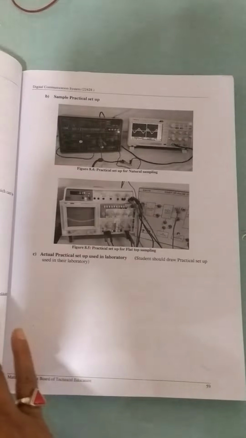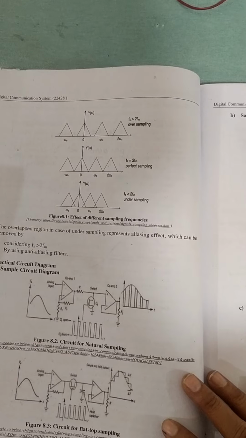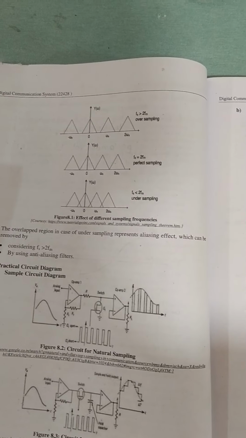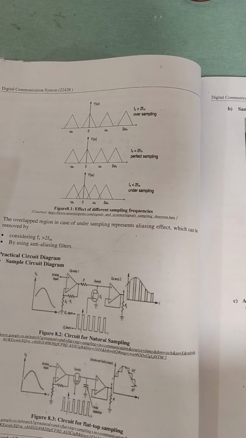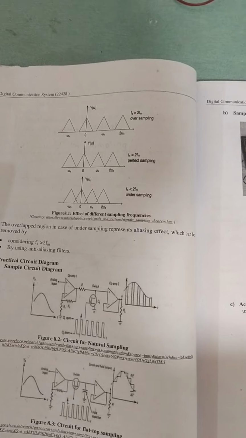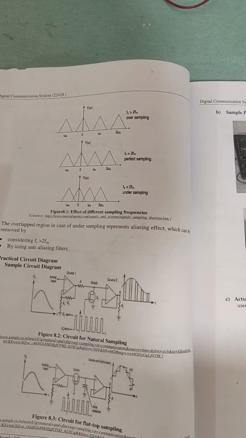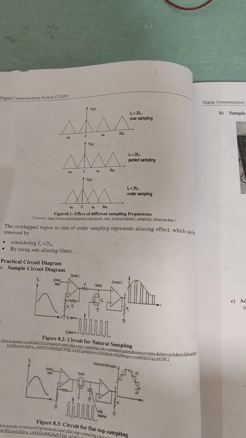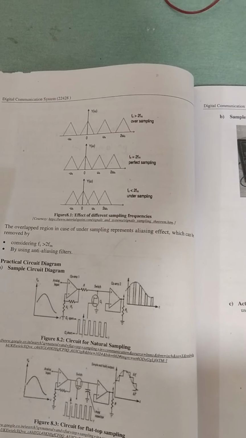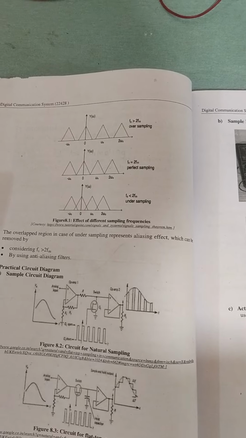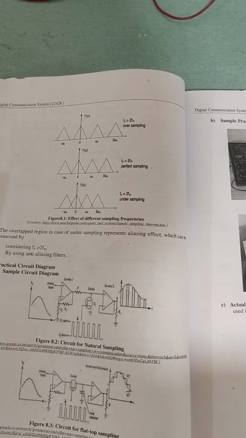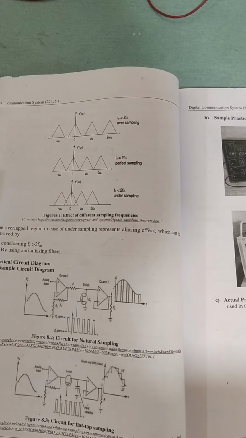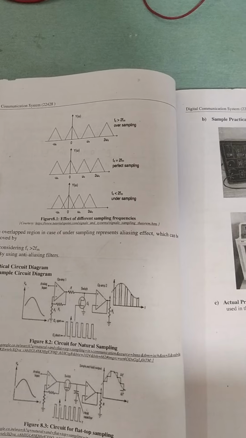Now we will see the 3 cases, in which we can check the effect of different sampling frequency. If sampling frequency is greater than twice fm, then there is no overlapping of adjacent spectrum, so it is called oversampling. When sampling frequency fs is equal to twice fm, then perfect sampling occurs. And lastly, when sampling frequency is less than twice fm, then adjacent bands will overlap and error occurs, so it is called undersampling.